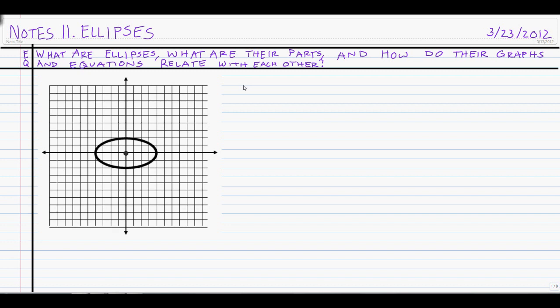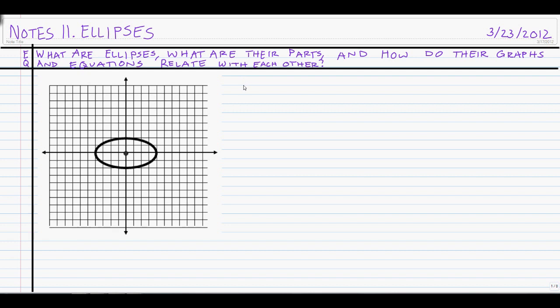And today we're going to continue what we started yesterday, where we started talking about the graphs of conic sections, and in particular today the second conic section, the ellipse. So our essential question for today is, first of all, what are ellipses? What are their parts? So what are the different pieces of an ellipse? And how do their graphs and equations relate with each other?